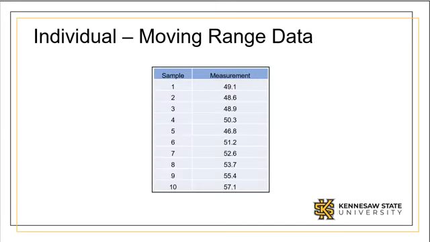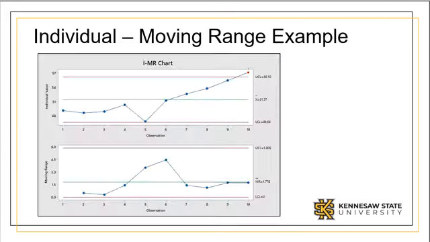Let's consider this data set. We have recently made a process change. We measure the first 10 measurements to see how stable the process is. Here is our individual and moving range chart. We see that the moving range is well within its limits, but our individual measurements are quickly trending upward and out of control.